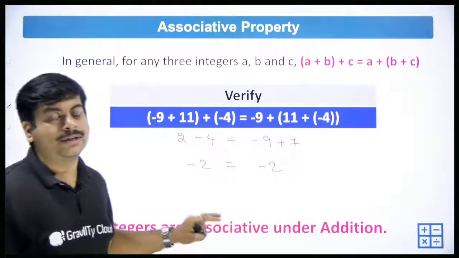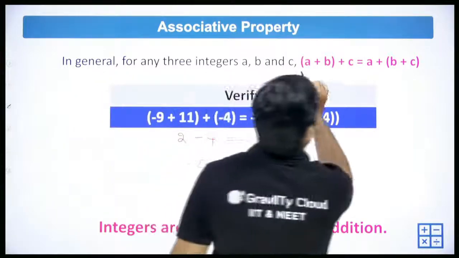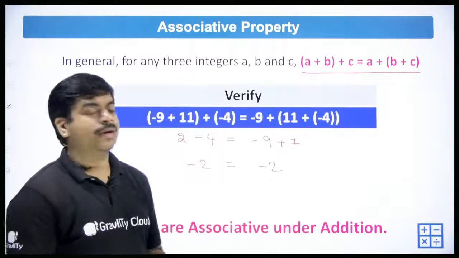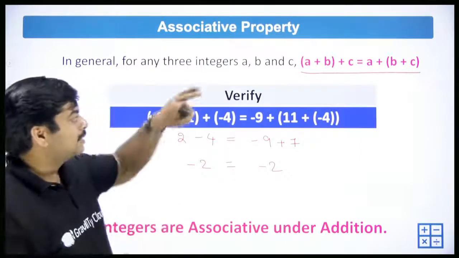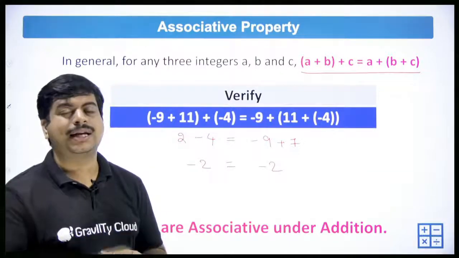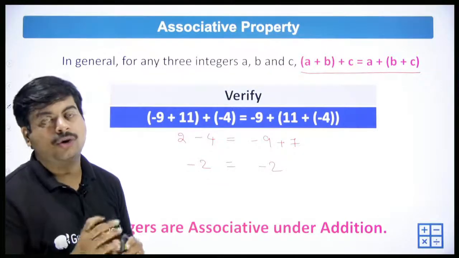They are associative. Associative means that the relation is valid: (a + b) + c is equal to a + (b + c), right? Okay, so let us try to discuss the same property with negative, that means with minus, subtraction.